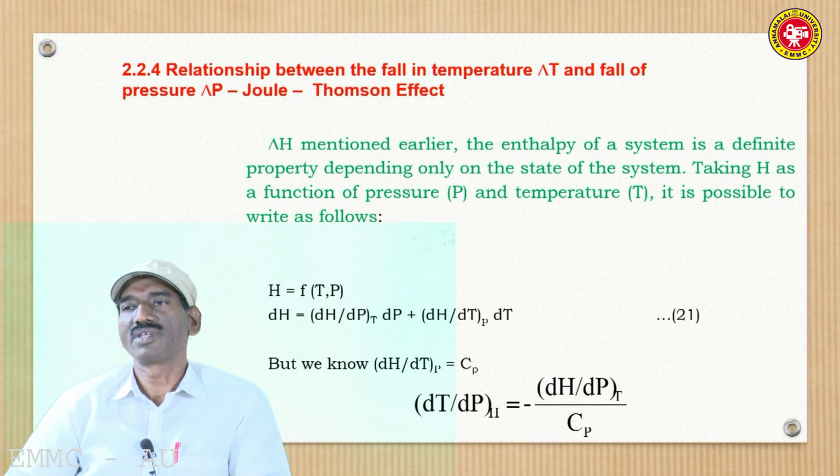The enthalpy of a system is a definite property depending only on the state of the system. Taking H as a function of pressure P and temperature T, it is possible to write H is equal to a function of temperature and pressure. So, mathematically, this equation may be written as dH is equal to (dou H by dou P) at constant temperature into dP plus (dou H by dou T) at constant pressure into dT. But we know (dou H by dou T) at constant pressure is equal to the heat capacity at constant pressure, which may be simply denoted by Cp. So, (dou T by dou P) at constant H is equal to minus (dou H by dou P) at constant temperature divided by the heat capacity at constant pressure.